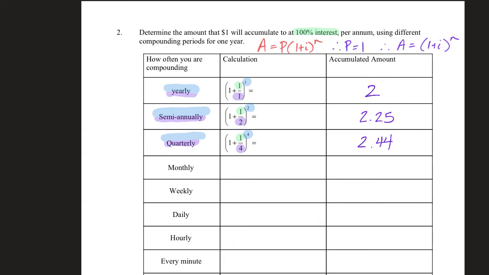Now what I want to do is go through and fill in the rest of the chart. So let's do the next one together, and we'll see how far we can get. For monthly, that means I'm going to take my 100% interest and compound it 12 times per year, so now I'm going to have 12 compounds.